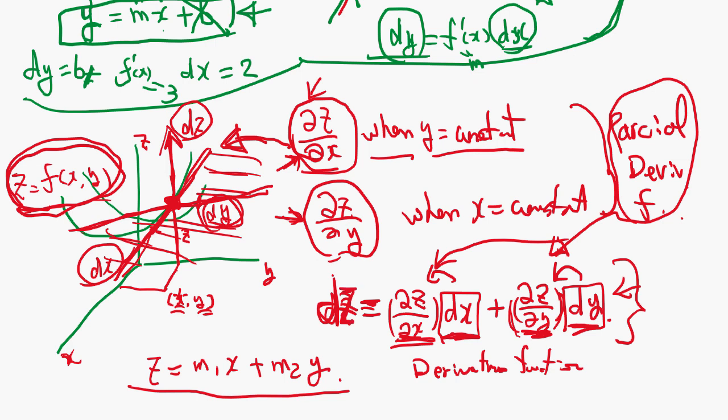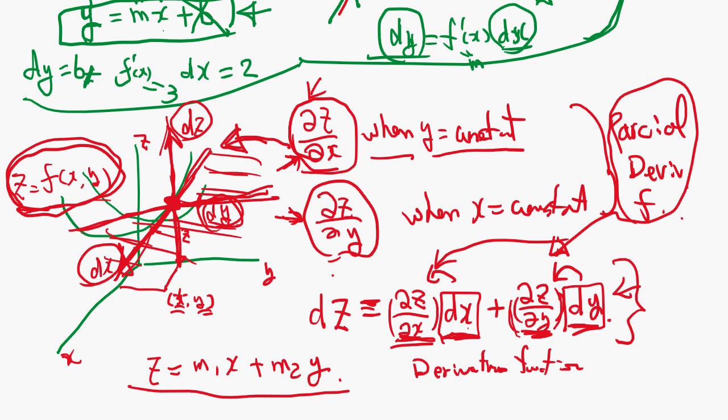So write correctly. This dx, dy, dz is not a small amount at all. It's a new variable you defined by a new coordinate at the point you are looking at.